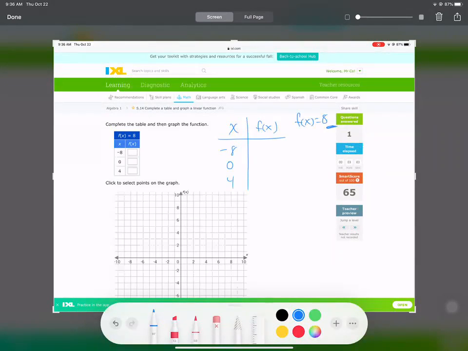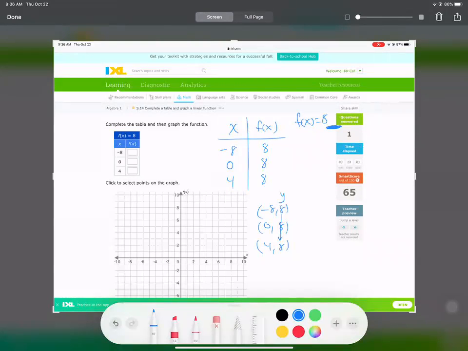There is no variable here. I want you to notice this. If f of x is just 8, no parentheses, isn't f of x still 8? So this problem looks kind of funny. It's going to be negative 8, 8, and then 0, 8, and 4, 8. Aren't all these your y values? And aren't they all the same?